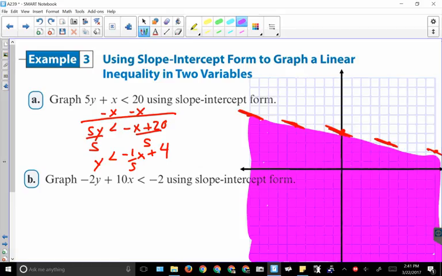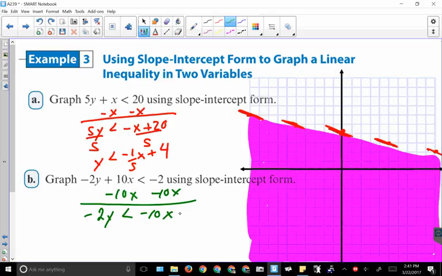What about the other one? Well, if I take a look at the next one that I have, I am going to subtract 10x from both sides. So that gives me negative 2y is less than negative 10x minus 2. Divide both sides by negative 2. Now, whenever we multiply or divide by a negative and we are using inequalities, what do we have to do with the sign? Anybody remember? Flip it. So instead of less than, now it will be greater than. So negative 10 divided by negative 2 is 5x. Negative 2 divided by negative 2 is 1, plus 1.